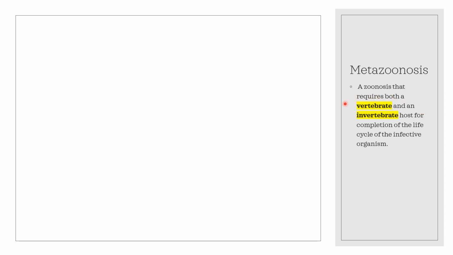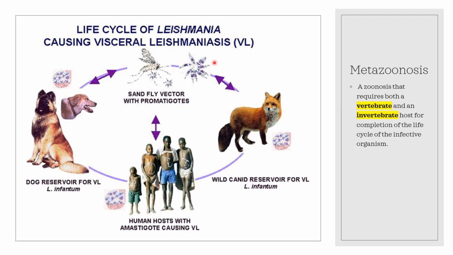Another type of zoonosis is metazoonosis. This is a zoonosis that requires both a vertebrate and an invertebrate host for completion of the life cycle of the infective organism. An example of a parasitic disease that exhibits metazoonosis is visceral leishmaniasis. Visceral leishmaniasis is a parasitic disease found in tropical and subtropical areas that mainly affects children under 5 years of age. The causative agent is the protozoan Leishmania. To complete its life cycle, this protozoa needs an invertebrate host, the sandfly, as well as dogs and wild canids.